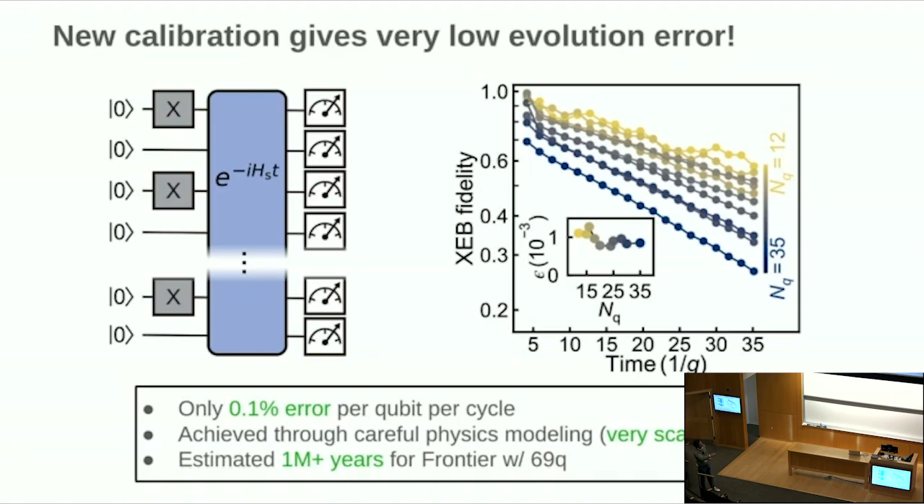What you can see here is that we can go all the way up to 30 cycles. That's about 10 times more than we need to reach maximal entanglement here. So it's a really, really long time. We can do that for 35 qubits, and we still have a very high fidelity in the system. Said differently, our error is only 0.1% per qubit per cycle. It's really quite high. Now, I want to emphasize here that this was achieved through really just careful physics modeling. What's nice about that is that physics modeling is very scalable. So in comparison to some kind of local refitting scheme that would scale poorly with system size, here we have a scheme that works very well, but it's also very scalable.